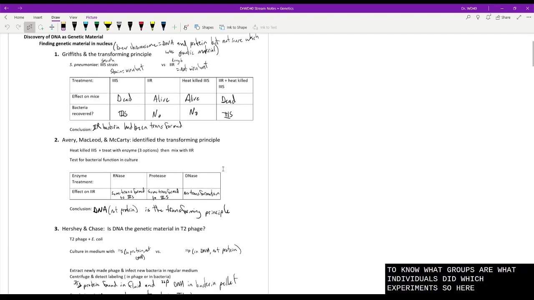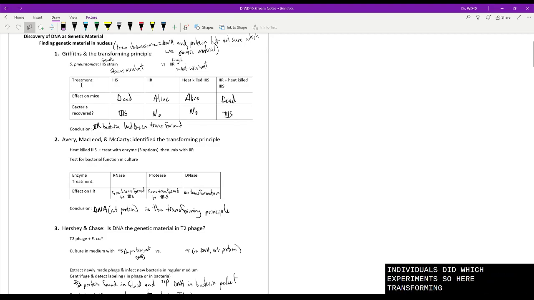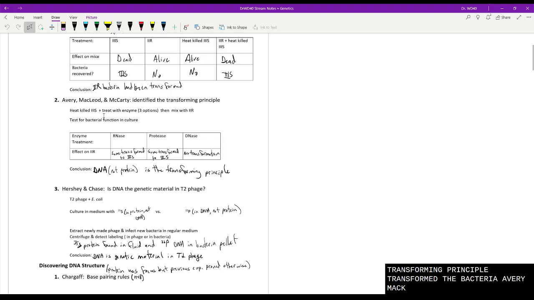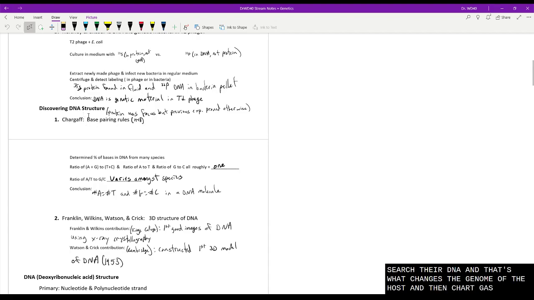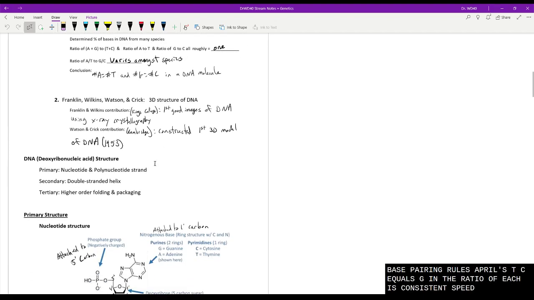So here, Griffiths did the transforming principle, where he transformed the bacteria. Avery, McLeod, and McCarty were the ones that identified that transforming principle as DNA. Hershey and Chase used the T2 phage, and they determined DNA is the genetic material in the T2 phage. So for viruses, they insert their DNA, and that's what changes the genome of the host. And then Chargaff did the base pairing rules, or A equals T, C equals G, and the ratio of each is consistent between each species.